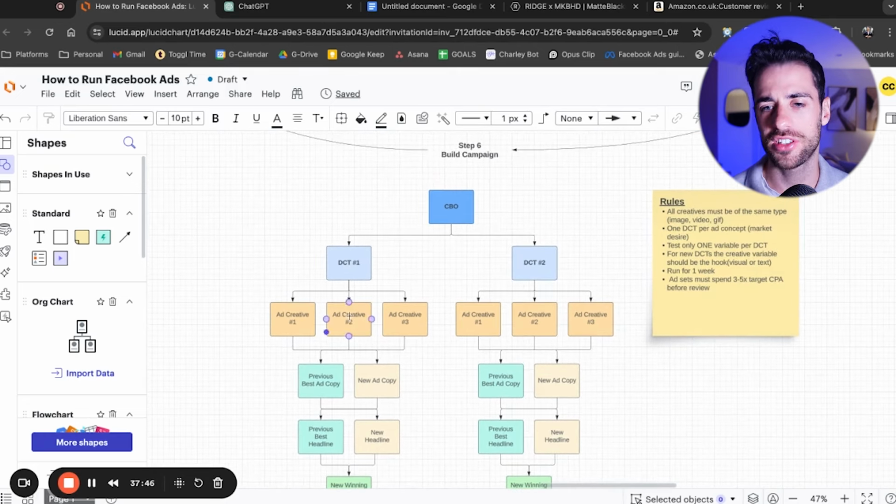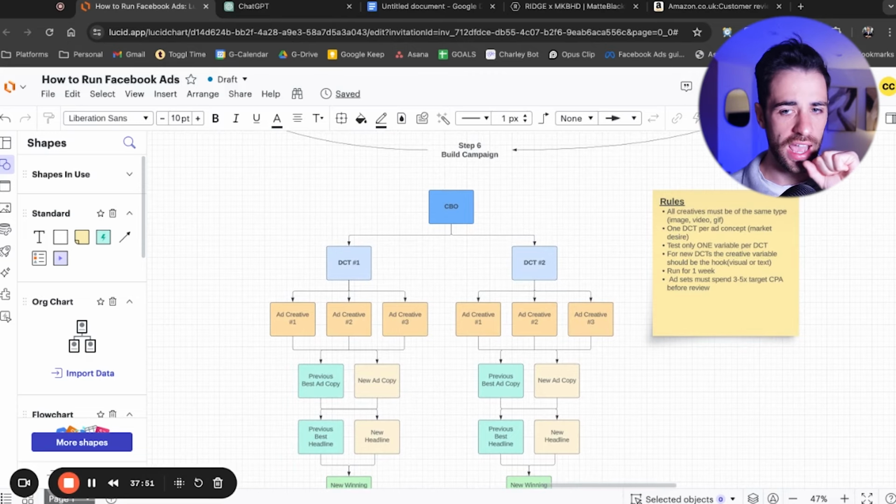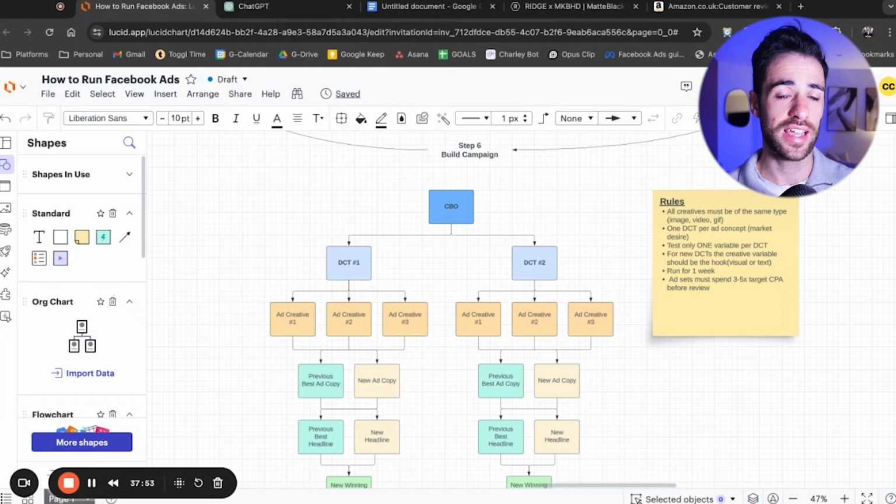Do I need to tell you anything else? Yeah, one more thing with the actual testing. Run the test for one week and allow it to spend three to five times your target CPA before you turn it off. So why are we doing that? Because you could have something running for a couple of days and it's just in a period in the week where the performance is low.